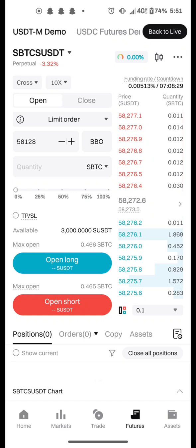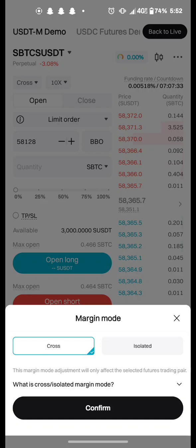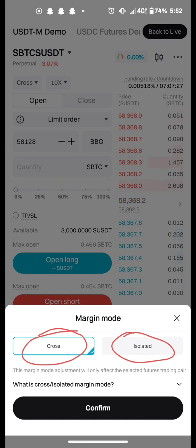Now, if I give you a signal, before I even talk about the signal, let's go back and see these settings. Now look at this side. There are two ways you can trade here. Can you see this side? We have cross and we have isolated. Let me explain these one after the other.